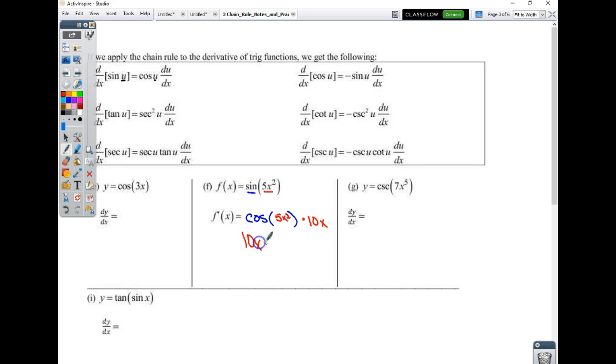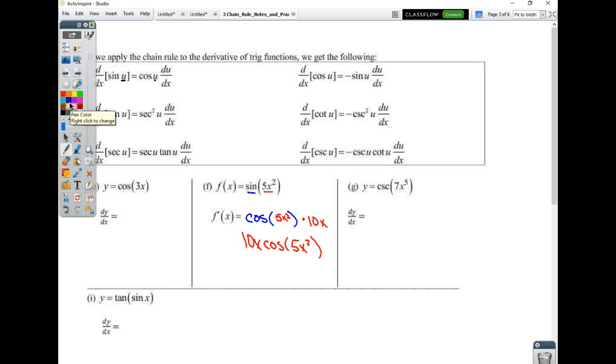Or 10x cosine 5x squared. We'll usually pull that 10x out front. You will eventually get better at doing these, and you will see, oh, okay, that's going to give me this term, and you'll pull that up front naturally. You are nowhere close to that yet. You will be, but you're not there yet, and that is perfectly fine.